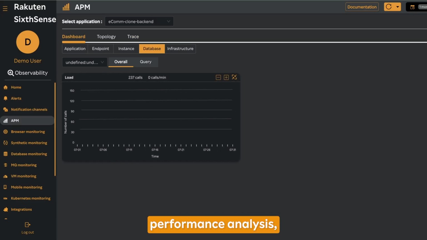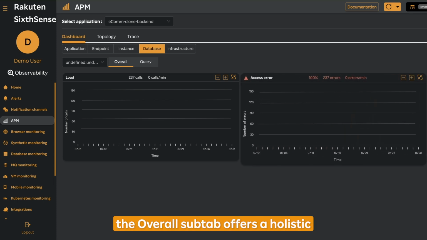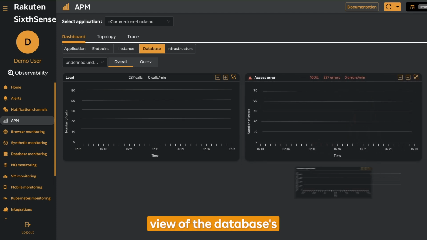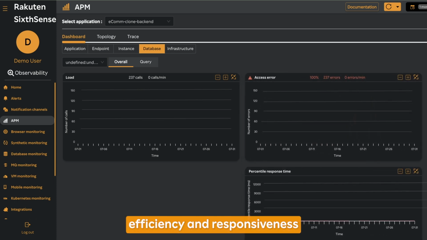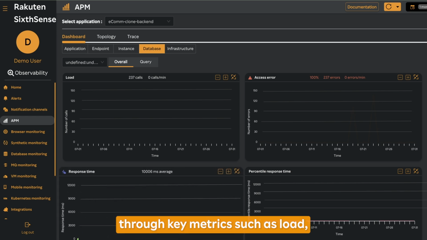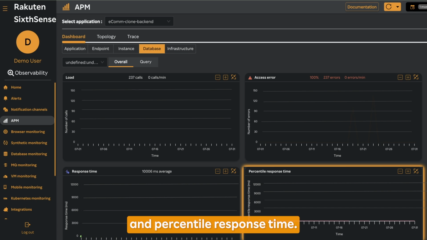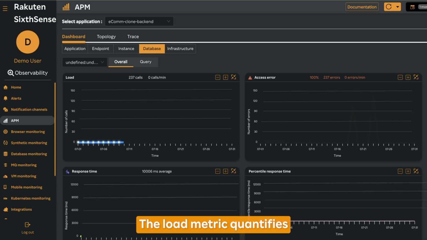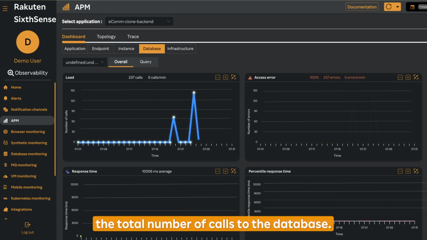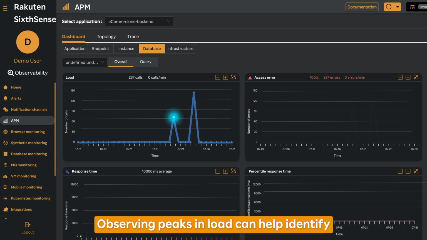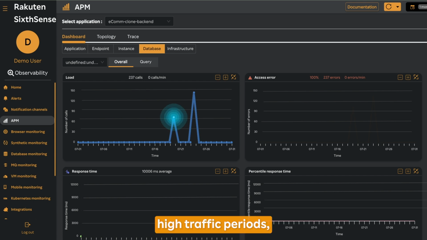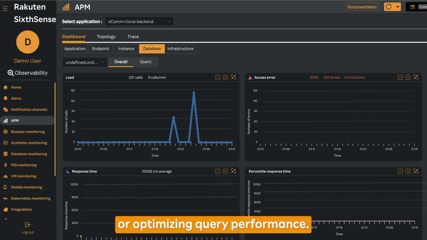Diving into the database performance analysis, the overall subtab offers a holistic view of the database's efficiency and responsiveness through key metrics such as load, response time, access errors, and percentile response time. The load metric quantifies the total number of calls to the database. Observing peaks in load can help identify high traffic periods, which might require scaling database resources or optimizing query performance.